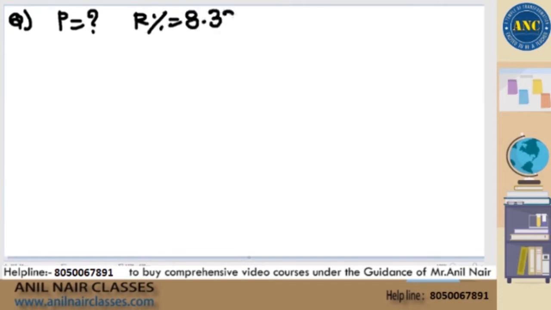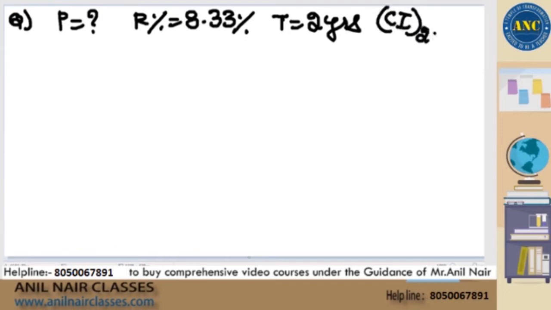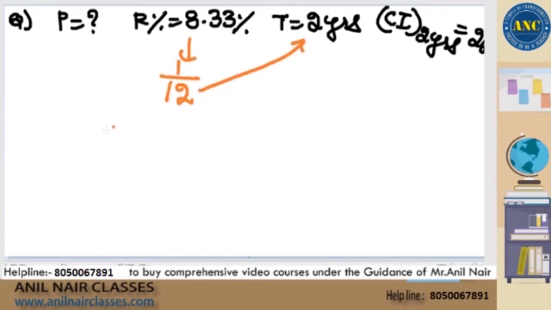R percentage is 8.33. Time period is 2 years. Compound interest for 2 years is 260. Listen carefully, sir. Directly I will solve. 8.33 is 1 by 12. I will assume principal to be 12 square, 144.